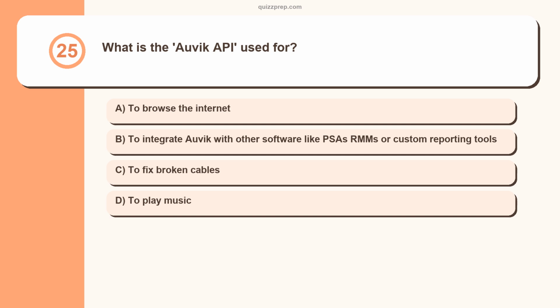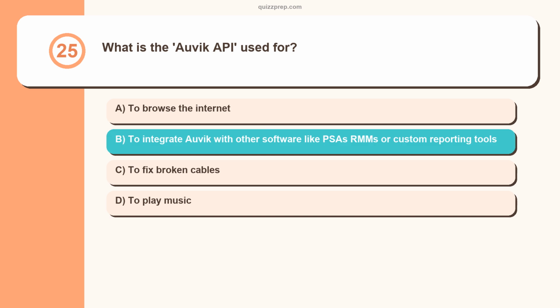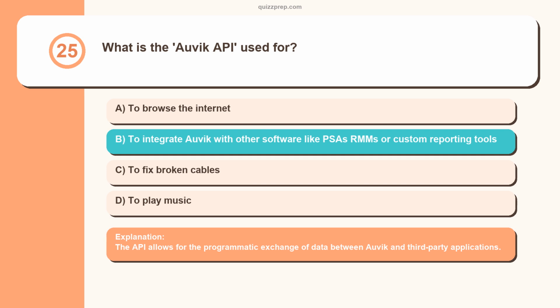Question 25. What is the Auvik API used for? To browse the internet. To integrate Auvik with other software like PSAs, RMMs, or custom reporting tools. To fix broken cables. To play music. The API allows for the programmatic exchange of data between Auvik and third-party applications.